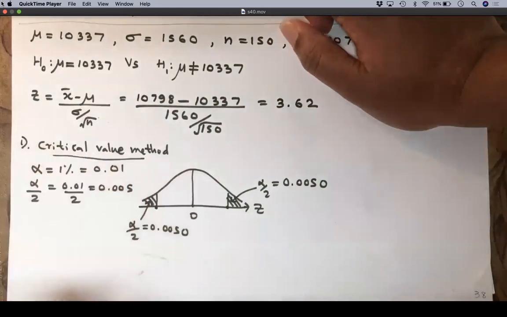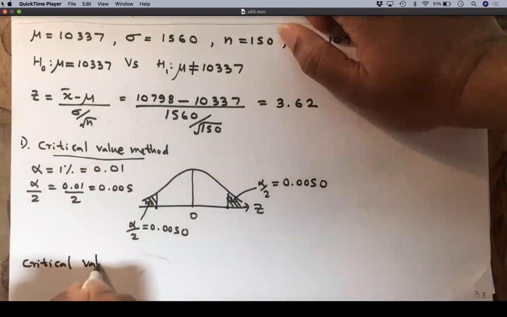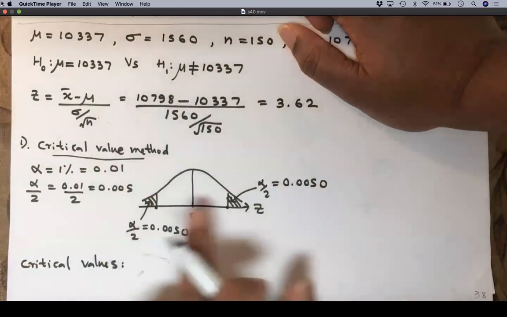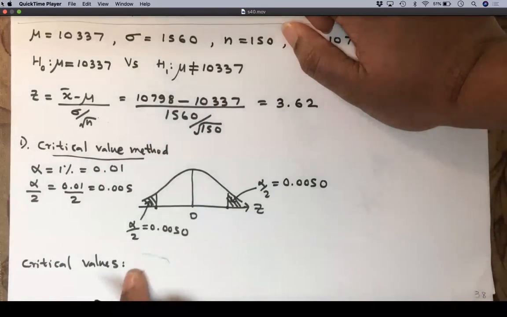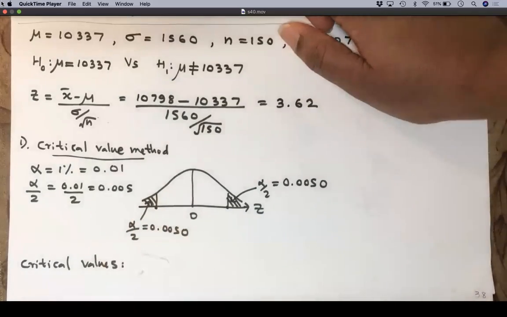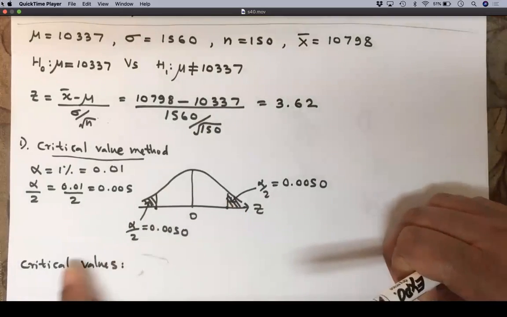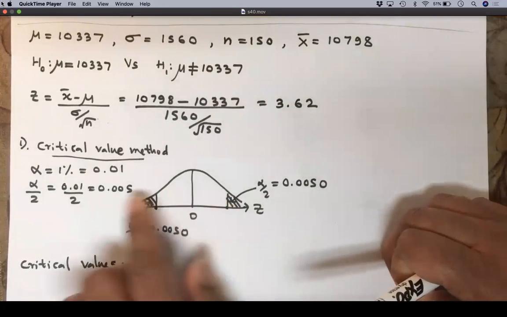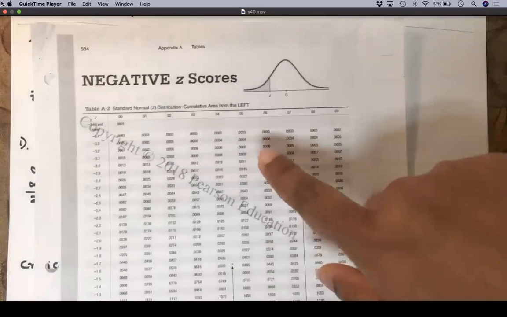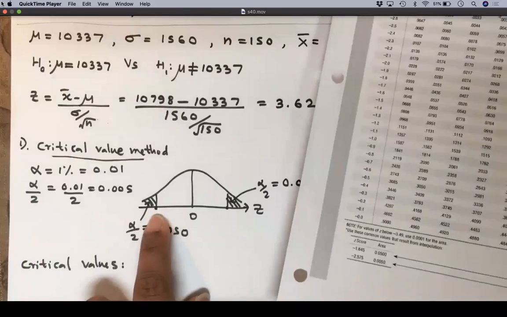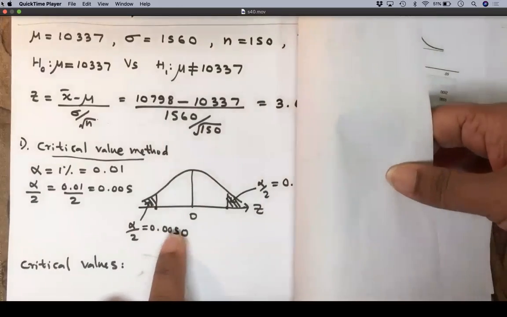According to this method, the first thing is to find your critical values. Here we have two critical values, because we have a two-sided test. I will use the table to find these two z-scores, which are our critical values. Here we know the critical regions, so we can find the critical values. First I will use the negative z-score table, because here you will get a negative z-score. The area to the left is 0.0050.